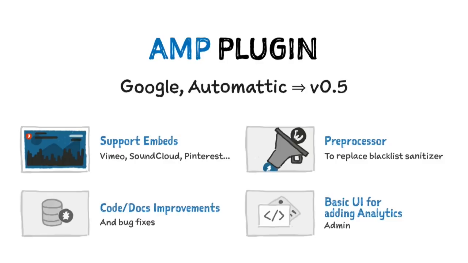We also changed the original version of the plugin, which used a blacklist sanitizer or preprocessor that basically gets rid of things that are not AMP. We changed it for a preprocessor that adds a lot of intelligence to it and also allows the plugin to stay in sync with the AMP specification. So every time that the AMP project evolves, the plugin stays up to date.